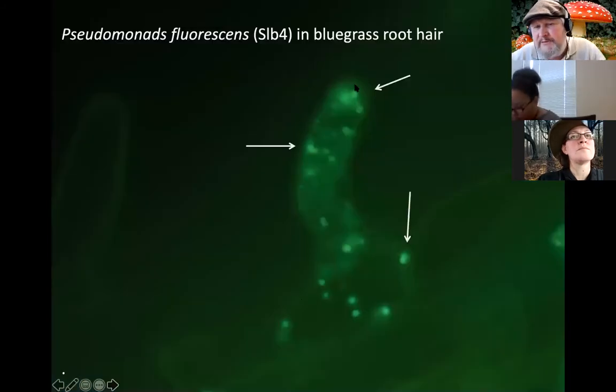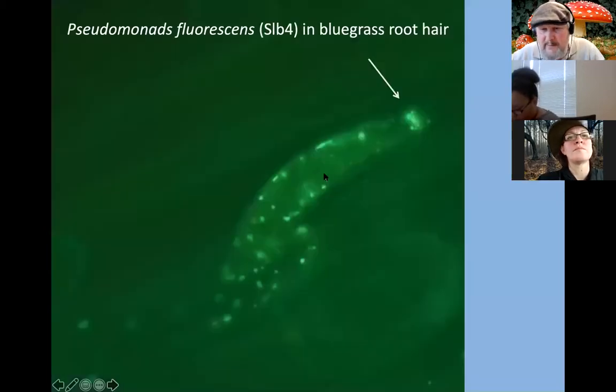Okay, this is just a picture. This is from a grass. This is a bluegrass. And you can see the root hair. You can see all these little spherical structures. Those, in fact, are the bacteria inside. This is a pseudomonad inside that hair. Here you can see, again, the bacteria inside the hair, the root hair of the bluegrass, but you can see they're beginning to accumulate right there at the tip too.